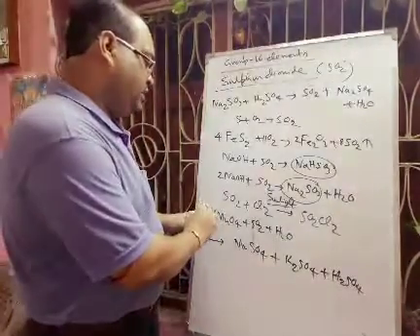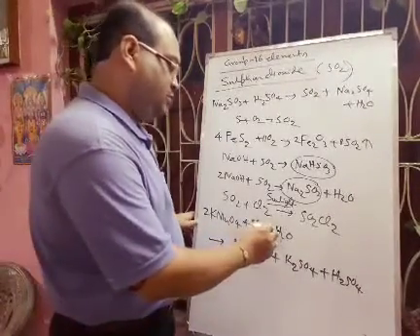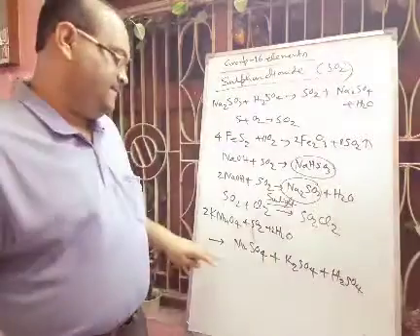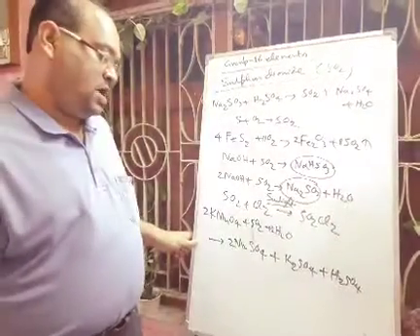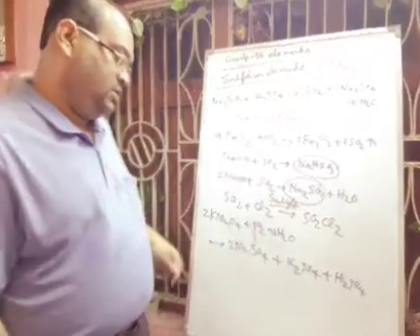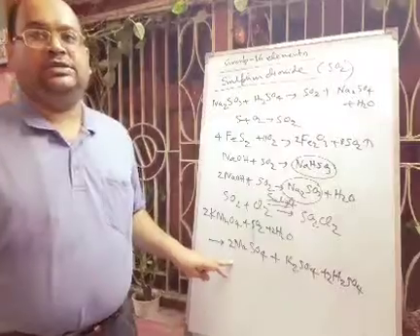If you put 2 here and here also you have to put 2, then here you have to put 2. Now hydrogen will be 2 here. Now I think this equation is balanced.